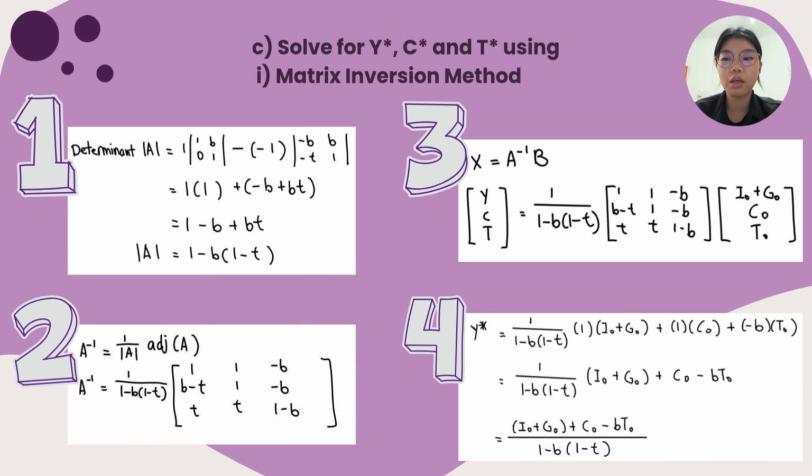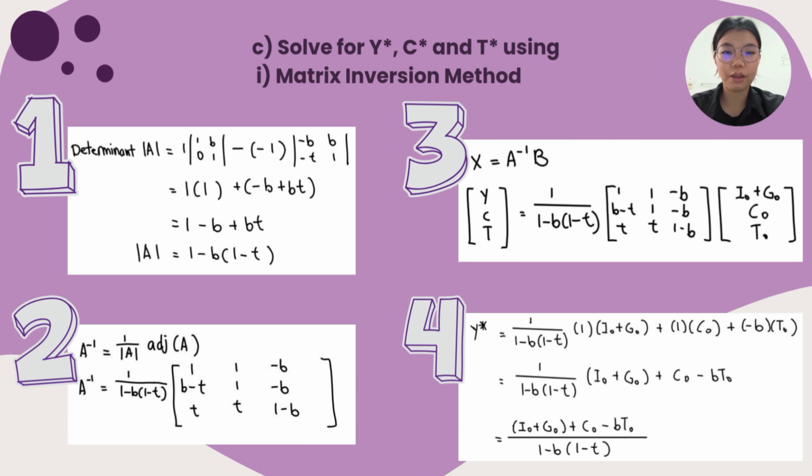Moving on to part C, solve for Y, C, and T using the matrix inversion method. So first, we will find the determinant of A, which I get as determinant of A equals (1 minus B) times (1 minus T). With this, we know that the determinant of A is not equal to 0. And next, we will find the inverse of A. So we use the formula A inverse equals 1 over determinant of A times adjoint of A.